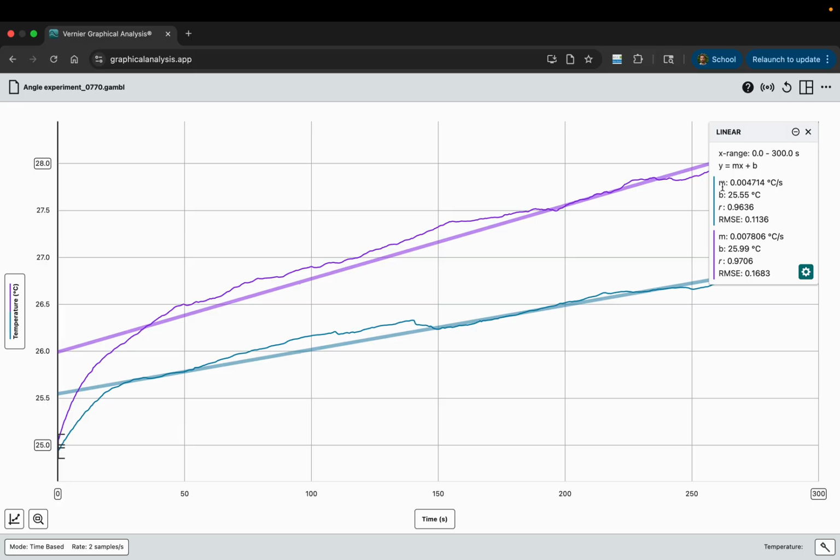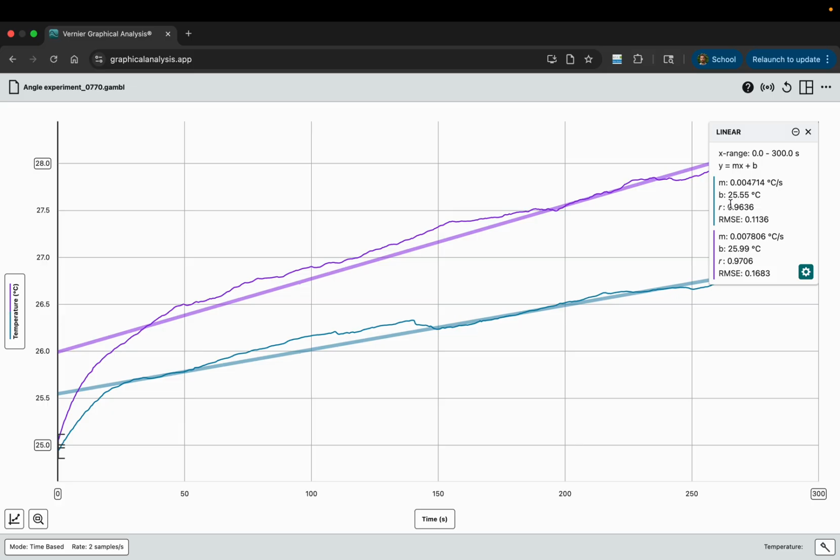So the slope of the blue line is 0.0047 degrees Celsius per second. That tells me how many degrees Celsius the temperature went up each second. And so that's the rate of change for the blue line. And for the purple line, we can see it's 0.0078 degrees Celsius per second. The rate of change for the purple line is a lot higher than the blue line.